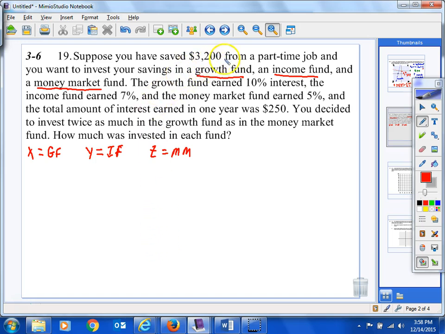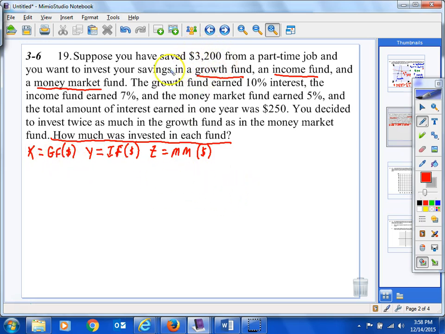We've saved $3,200, and we're going to invest all of it in these 3 funds. So the total amount of my investment, I should get a little more specific, I guess. This general fund represents an amount invested, and same is true for all these. So when we solve for these, we're going to be answering this question: how much was invested in each fund? So these variables represent the amount invested in each fund.